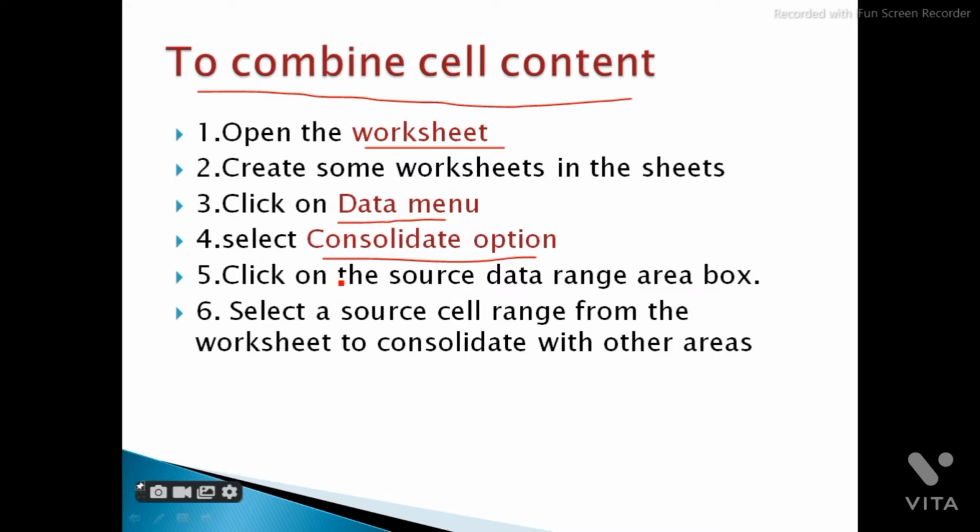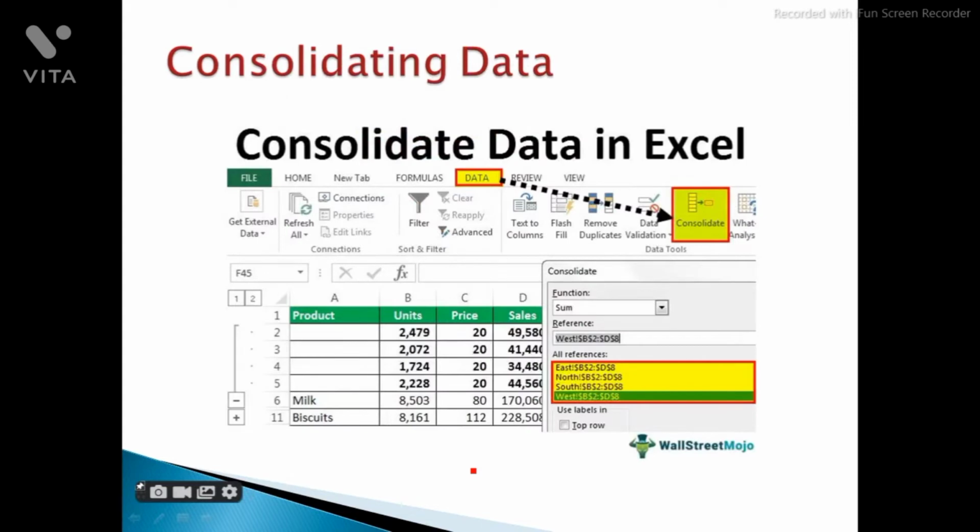Click on the source data range area box. We need to select some range. For example, sometimes we have created a list but we don't want the complete range, so we need to select the range. Select a source cell range from the worksheet to consolidate other areas. Like this is the example of consolidating data in Excel.